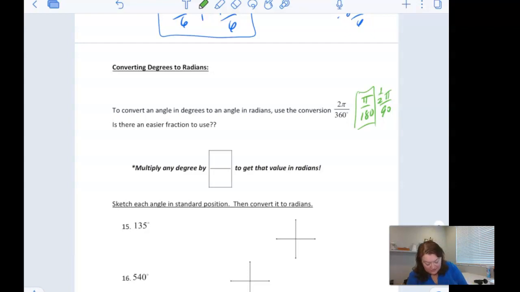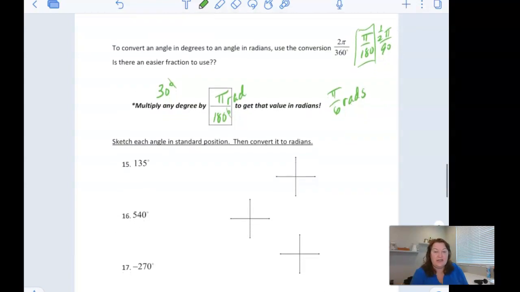So if I already have a degree, like 30 degrees, then I want to cancel out the units called degrees. So I would put 180 over here, and I would put pi on top of it, and this is radians. So now the degrees would cancel. And I would just have to reduce 30 over 180, and this would end up being pi over 6 radians. Cool. So we're going to be doing the same thing there.